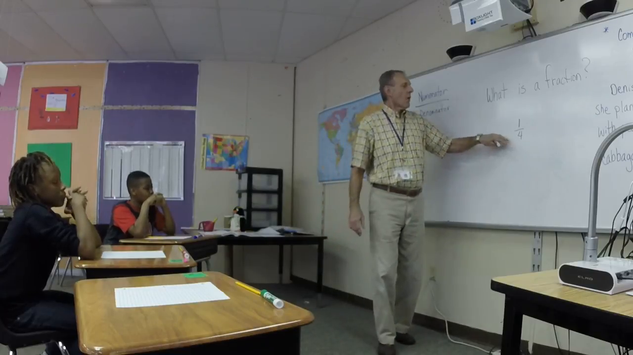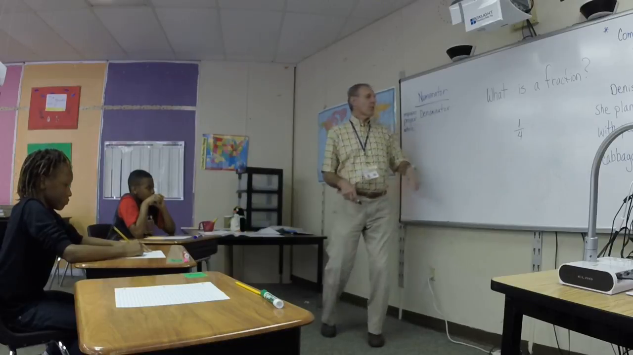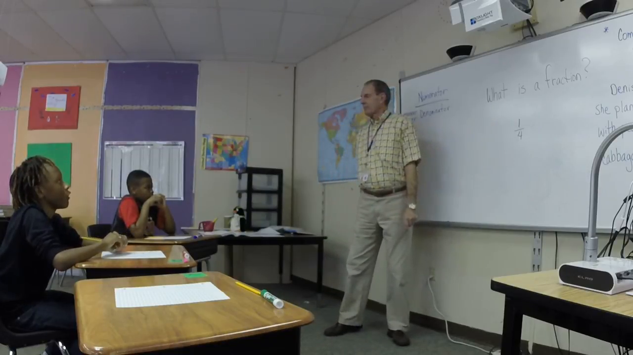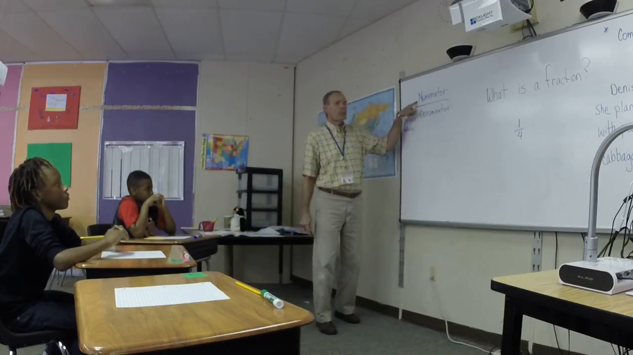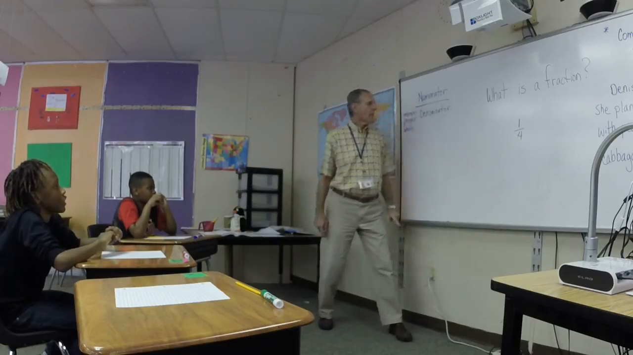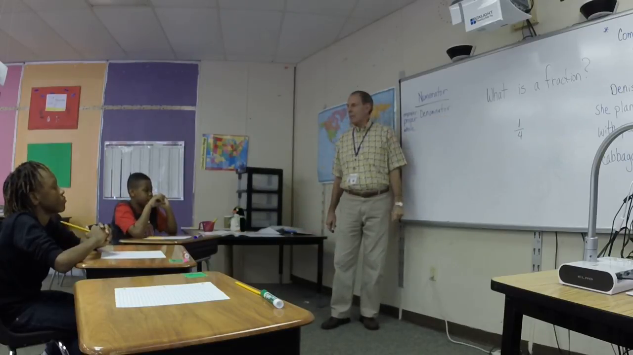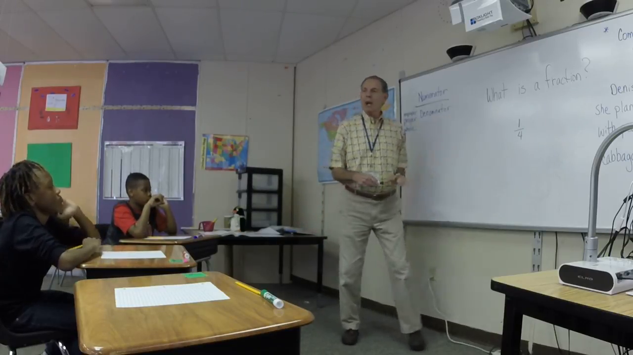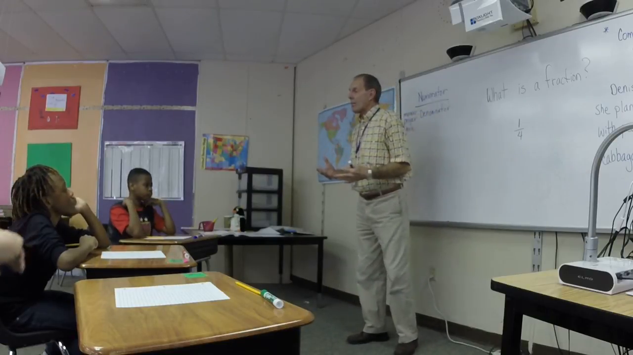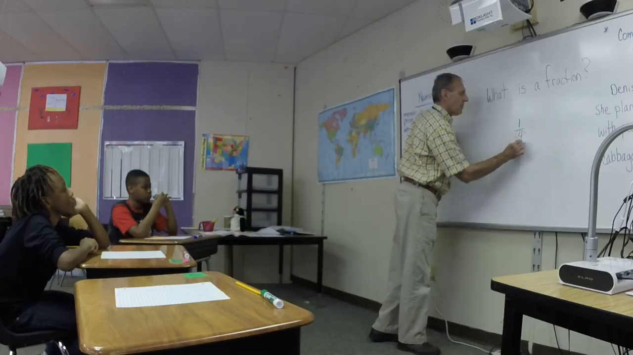Okay, now we have two numbers here. What's this number called? Numerator. Okay, it's the numerator. And what is this one called? Denominator. It's the denominator. Very good, Ladarius. Now, when we look at a fraction and when we work with fractions, what does this bottom number mean?